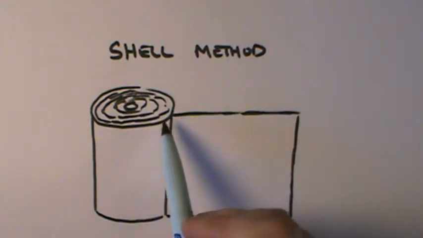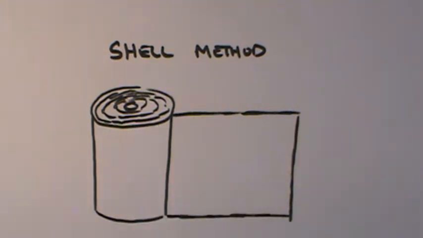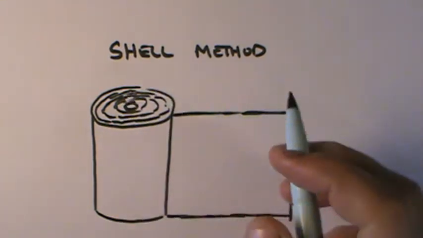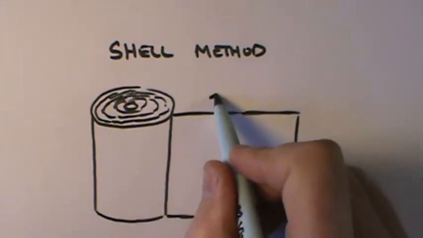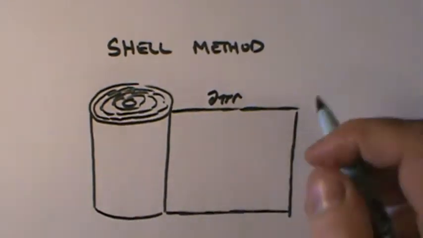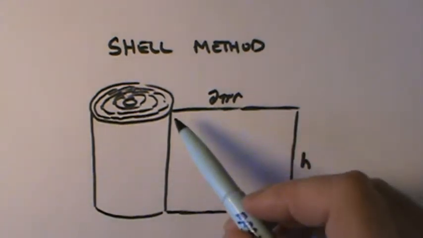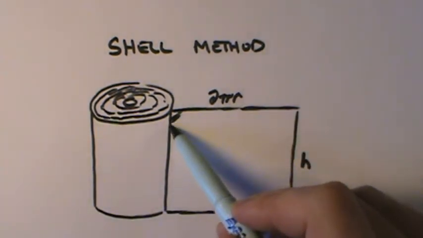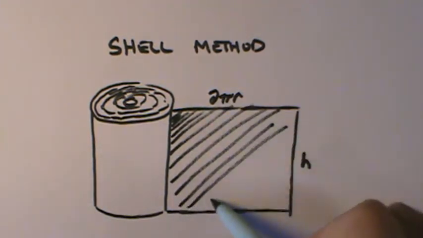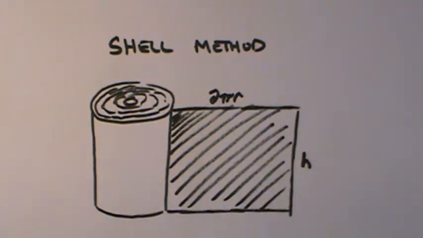So if I take one pass around this paper towel roll, I realize that the distance around here is 2 pi r. It's a circumference. And then I have the height, which I'm just going to call h. So for one shell, I could find this area just by taking 2 pi r h. That gives me that area.